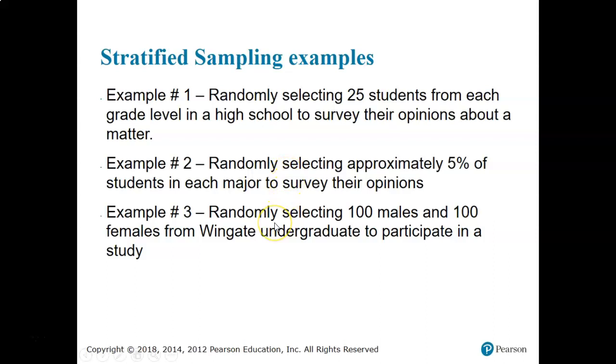Number 3, randomly select 100 males and 100 females from Wingate undergraduate to participate in a study. Even though it's very unlikely, in a true simple random sample there is the chance that our entire study would be made up of all males or predominantly males. So if you really want to make sure that certain subgroups are represented, stratified sampling is the way to do that.